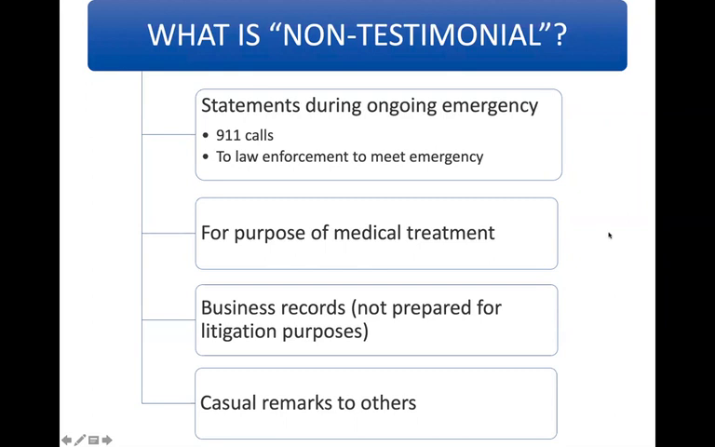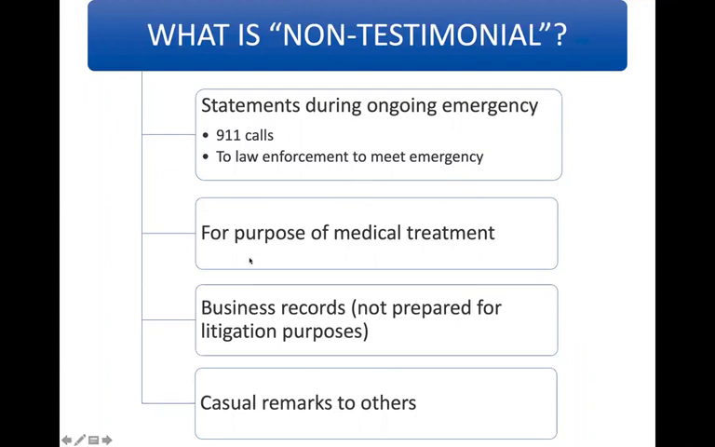Statements that are made for purposes of medical treatment. When we're treating a victim of crime, the medical folks are typically not treating them to collect evidence for trial to have somebody convicted. They're just trying to treat the injury that they're presenting with. There's some tricks to that, and we'll talk a little bit about that in a minute. But that's a classic non-testimonial hearsay statement, depending on how your system works or how your medical professional operates.